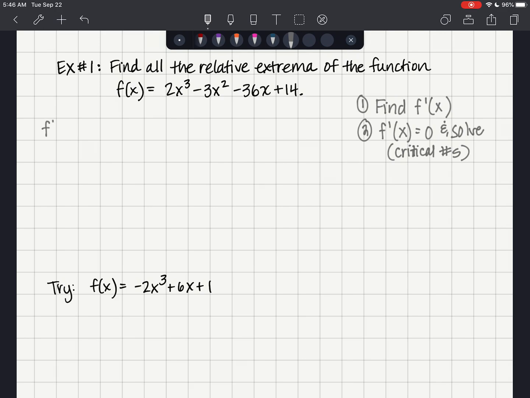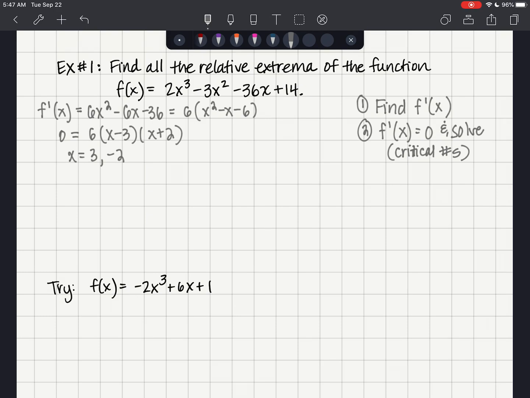Okay, so we've got f prime of x is equal to 6x squared minus 6x minus 36. I'm going to move this up so I can have a little more room just in case I need it. That's going to equal 6 times the quantity x squared minus x minus 6. We'll set that equal to 0. We've got 6 and then x minus 3, x plus 2. So our critical numbers are 3 and negative 2.